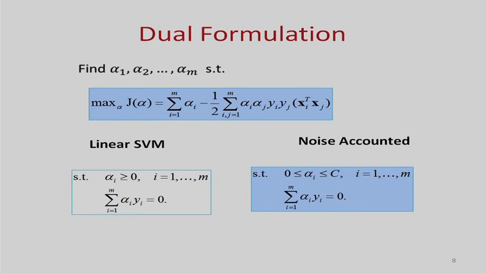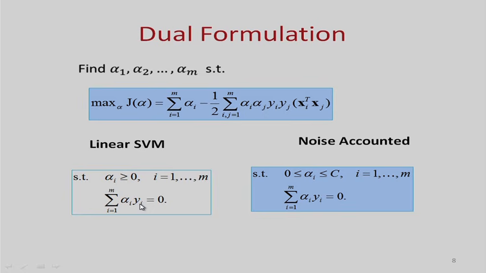Now, given this Lagrangian, we can look at the dual formulation corresponding to this formulation. So, in the linear SVM, we wanted to find alpha 1, alpha 2, ... alpha m such that this quantity, sigma alpha_i minus half sigma alpha_i alpha_j y_i y_j x_i dot x_j, is maximized, and such that the constraints were alpha_i greater than or equal to 0 for i equal to 1 to m and sigma i equal to 1 to m alpha_i y_i equal to 0.